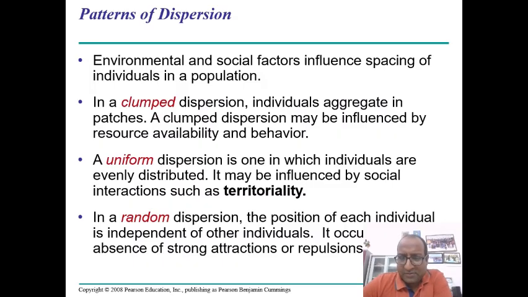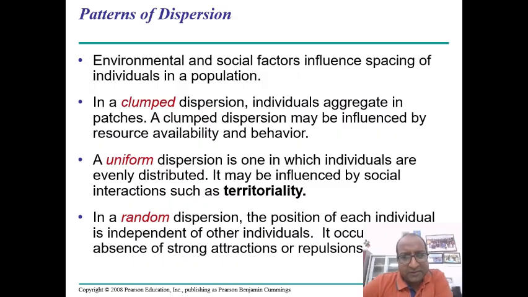It may be possible that in a given geographical area, the resource, like water or food, is present at a particular place, and all the animals or plants will be growing at that place. So that is the kind of clumped population.